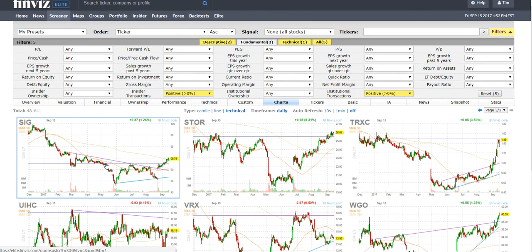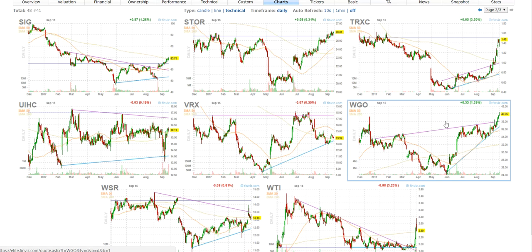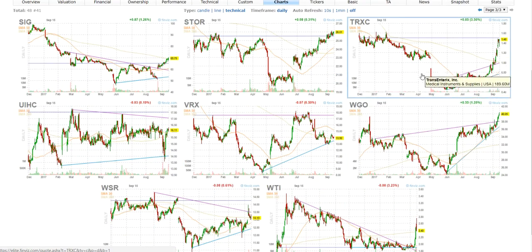The other nice thing about Finviz is that they have the technicals already on there, double tops, and they call them out, double top patterns or double bottom or possible base breakout and stuff like that. So I do like upward channel. Boy, that TRXC had a nice little pop.